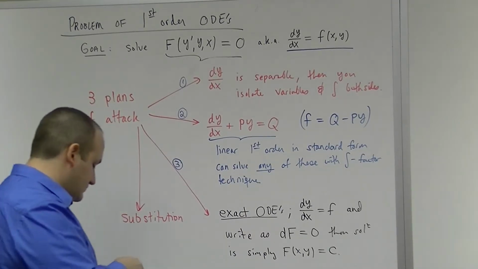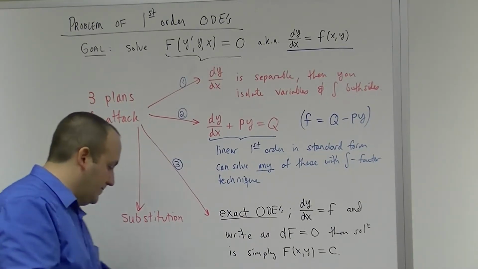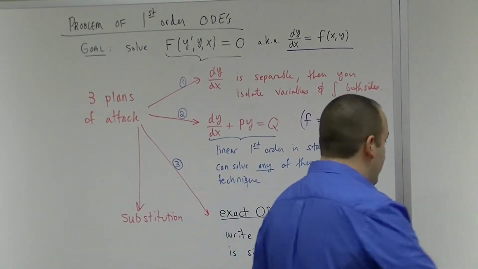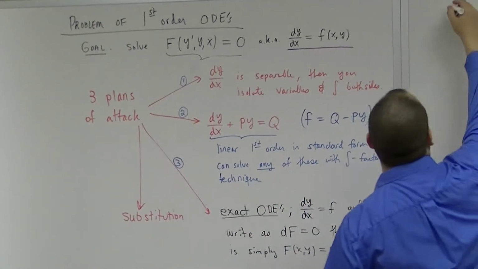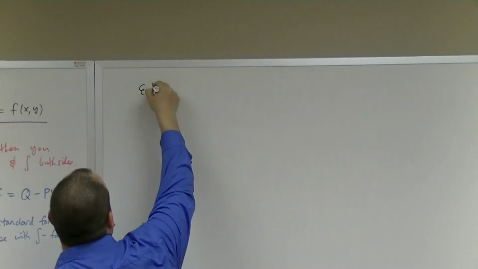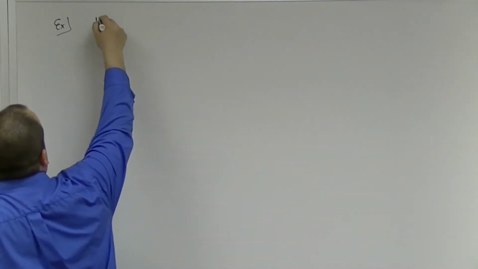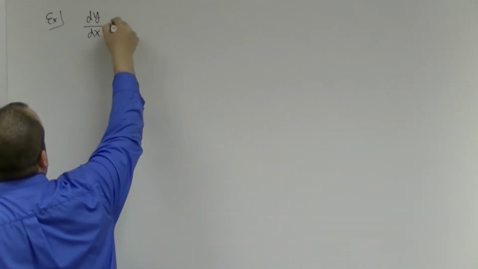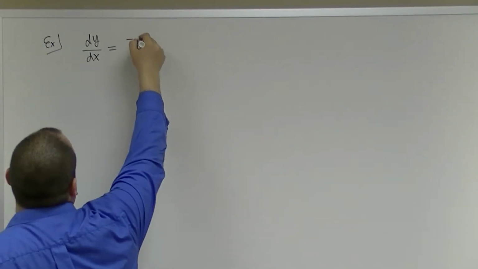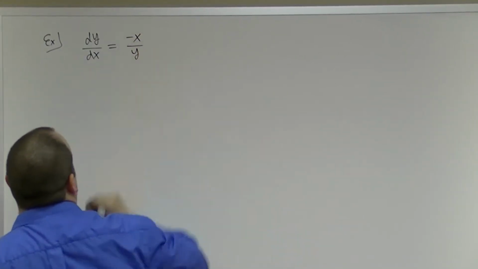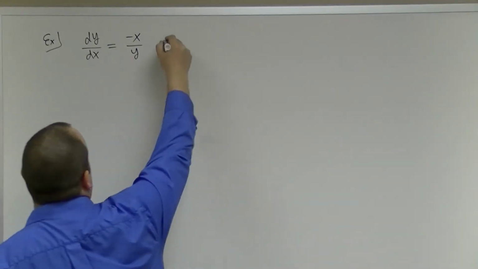But okay, so let's start with separable. I'll do an example of each of these. So suppose we want to solve dy/dx equals minus x over y.